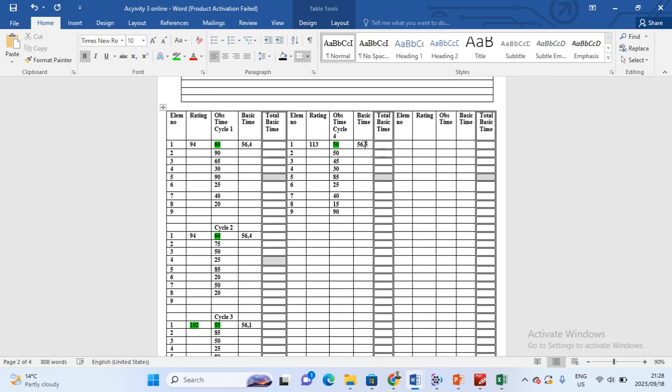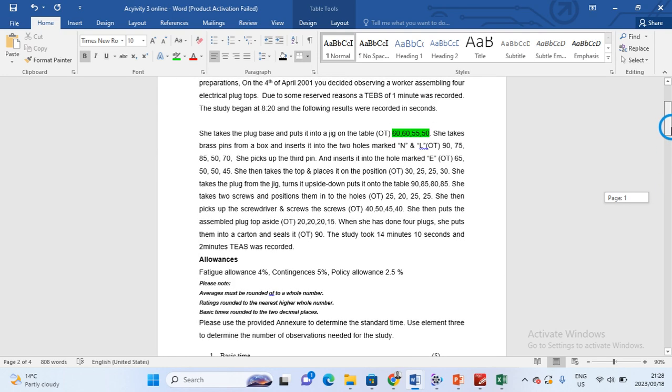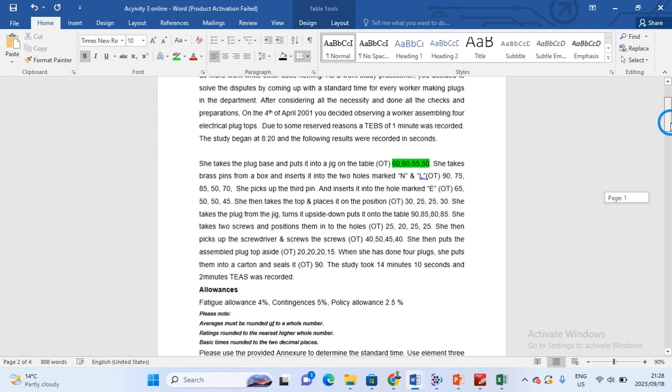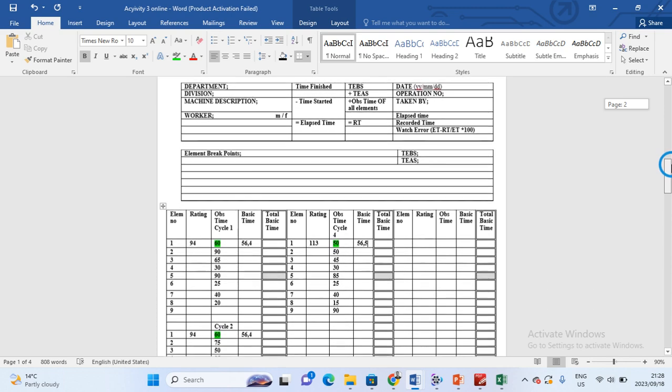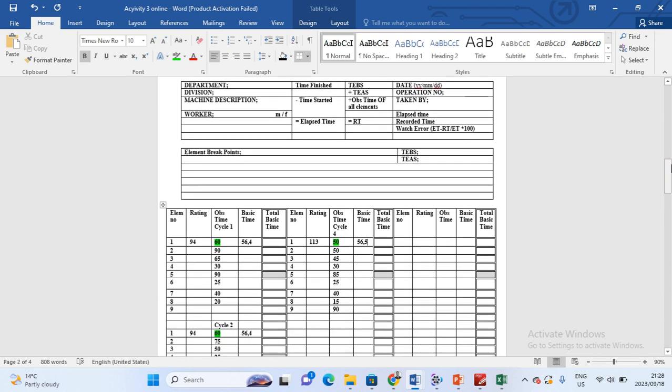That's how you go about finding your rating, and that's how you go about converting or extracting information from your case study to your observation sheet. I hope it is clear and loud.